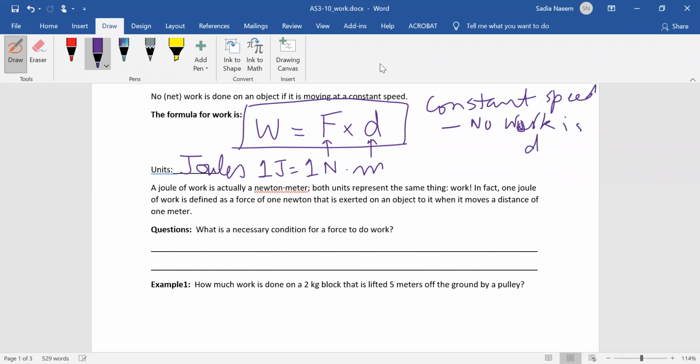Keep in mind that usually there's more than one force involved, and the work done by one force is counteracted by the work done by another. One force is putting energy into the system, the other is removing. So overall, we say no net work is done.